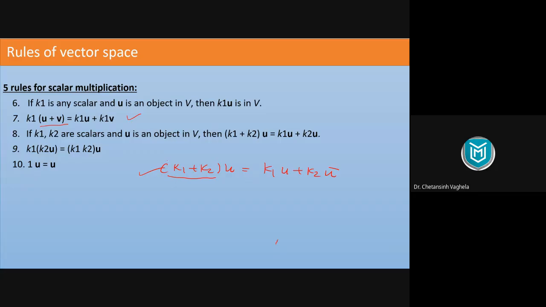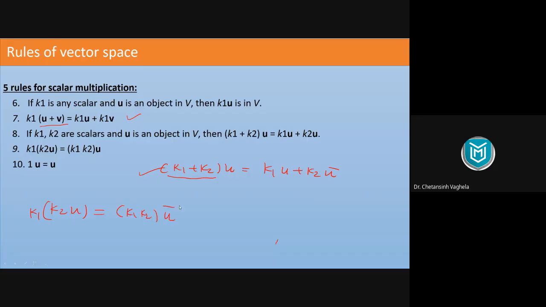And similarly, the ninth rule is, again, this is a kind of associative law for multiplication. What is associative law here? That if you multiply k2 with your object u first, then whatever your result is, then you are multiplying with k1. Now this is actually equal to k1 into k2 times u.